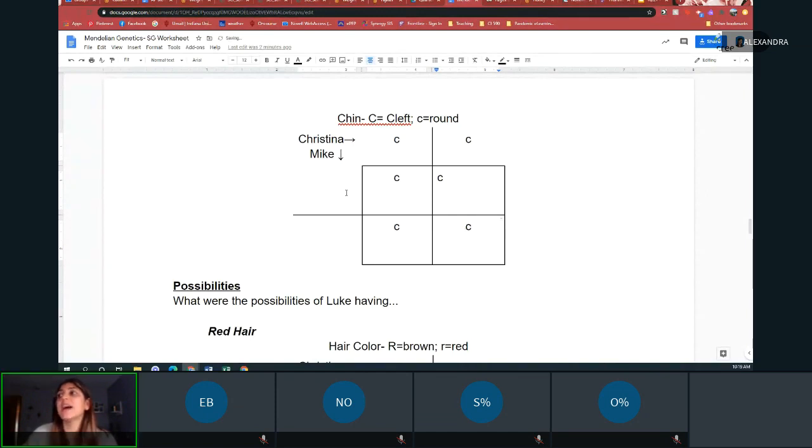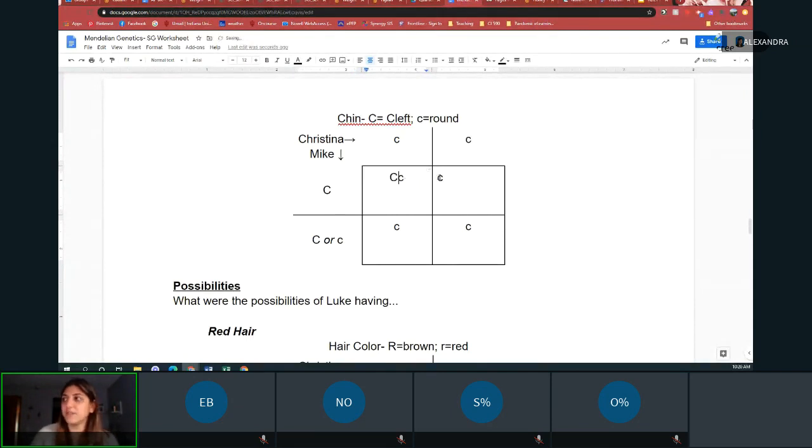So what could the possibility of Mike's genes be? Good. So he could be having a big C or a big C or a little c. Actually, it is possible. If Michael had a little c, no, it is possible. Never mind.